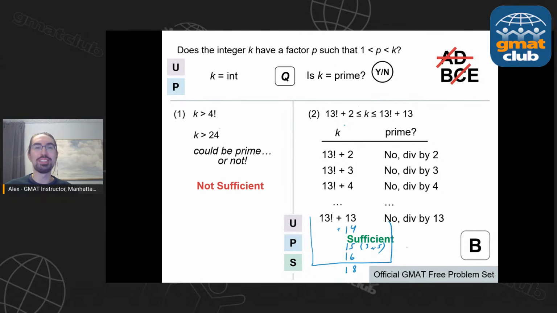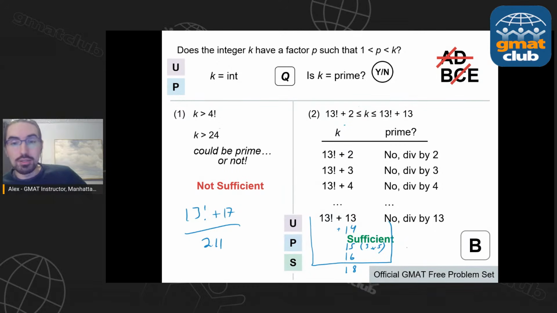It turns out that 13 factorial plus 17 is actually not prime, even though 17 is, because it's divisible by 211. But there's no way of knowing that without a calculator, or without being absolutely insanely good at dividing, and not for the GMAT. So great questions one and all.